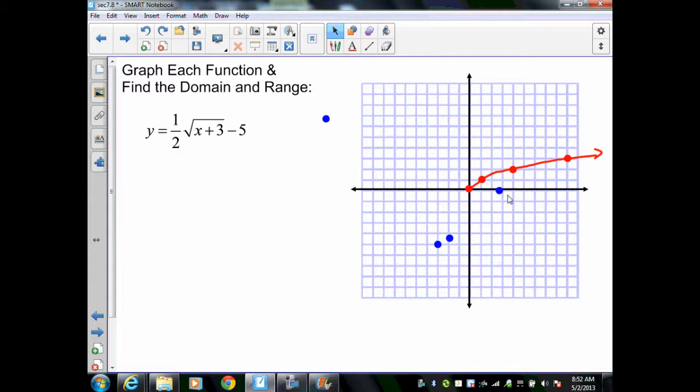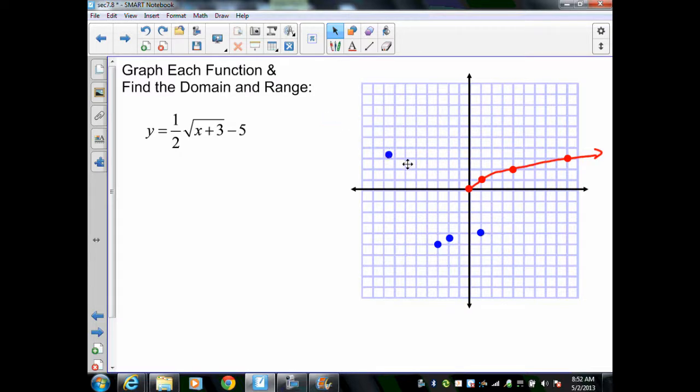My next x value is 4. I move that 3 units to the left: 1, 2, 3. The output at 4 is 2. 2 times 1/2 is 1. And down 5 units: 1, 2, 3, 4, 5.